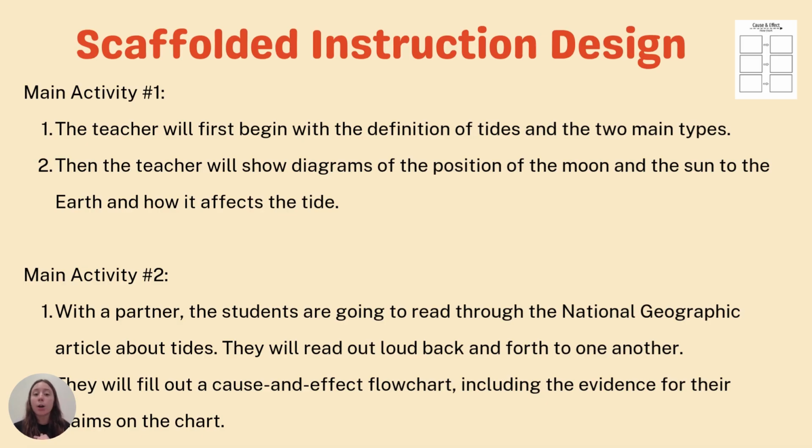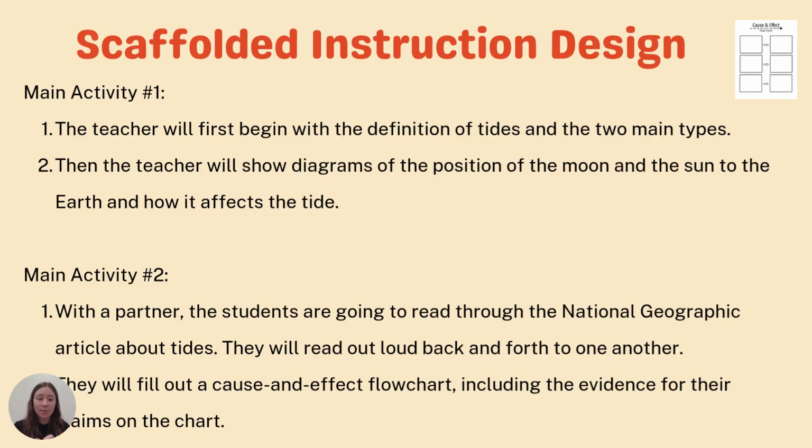Then the teacher will show diagrams of the position of the moon and sun in relation to the earth, and that is found in the National Geographic article actually. And then the teacher can, if they would like to, get a globe and two balls, one representing the moon and one representing the sun, and change those as well along with the diagrams. The teacher can give students balls to do this themselves too, so that they can practice, and it can be a group activity, very hands-on, really great for introducing the content.